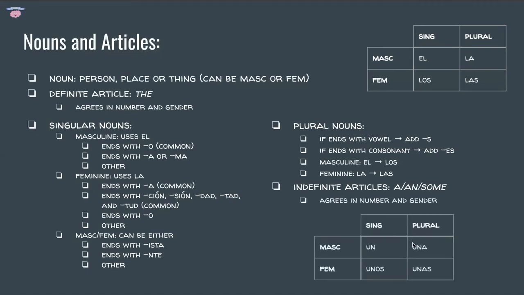These are the indefinite articles. For masculine, it's un and unos. For feminine, it's una and unas.